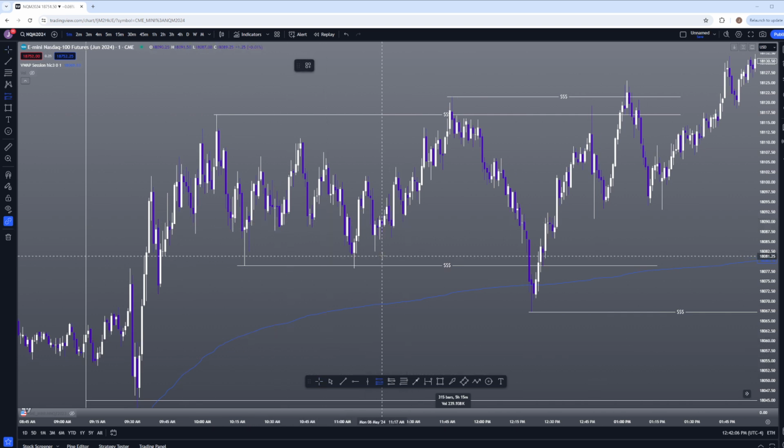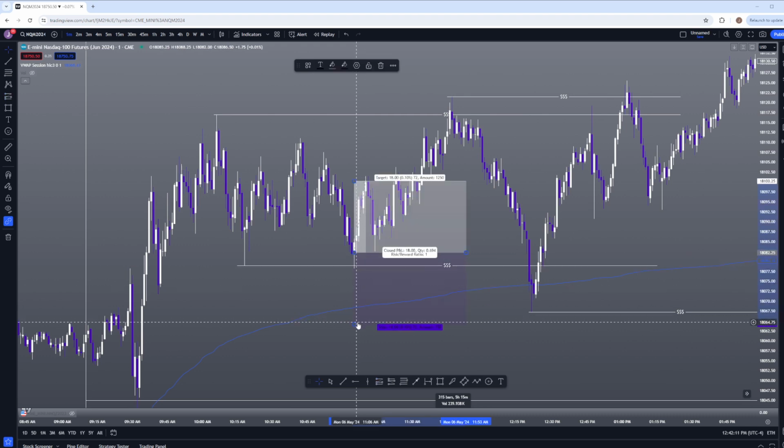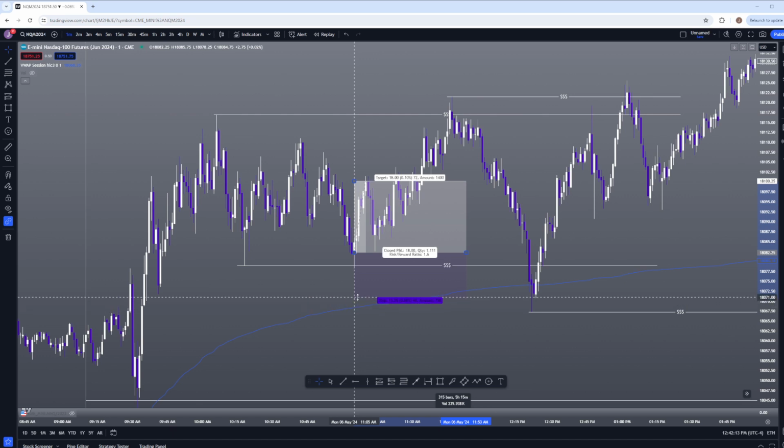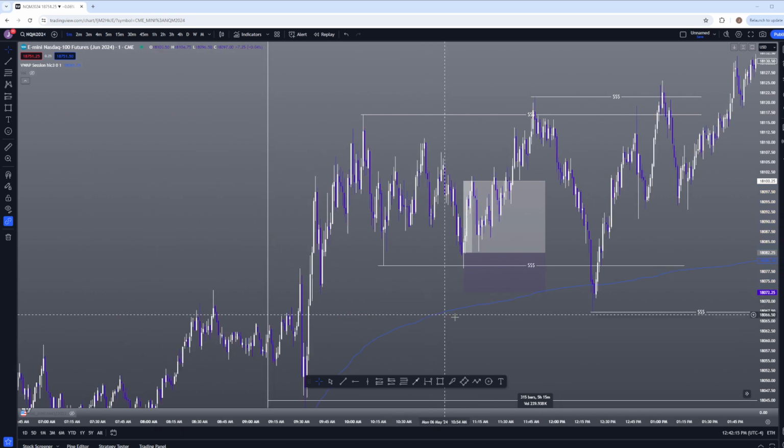I mean, if we look here, after we swept this liquidity, let's say we just got an entry somewhere around here. We could have kept our low down around VWAP, maybe kept it like 40 ticks, right? Give ourselves some room.